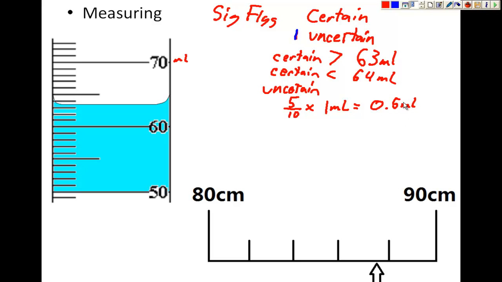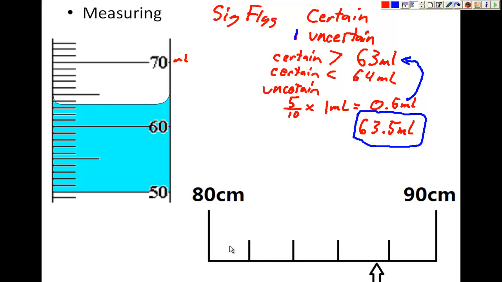I then take this number and I add it to this number, our lowest number. So 63 plus 0.5 is 63.5 milliliters. Okay, and that seems to be about our volume right here.